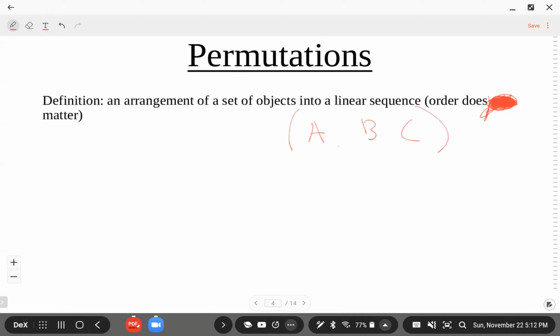Okay, A, B, and C here. That's our set, and we can arrange them. Let me give an example.